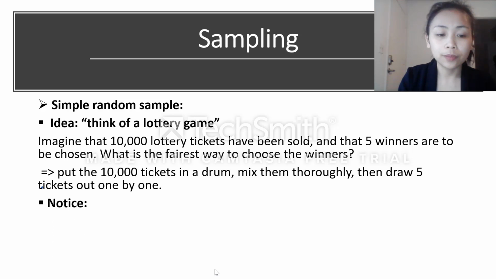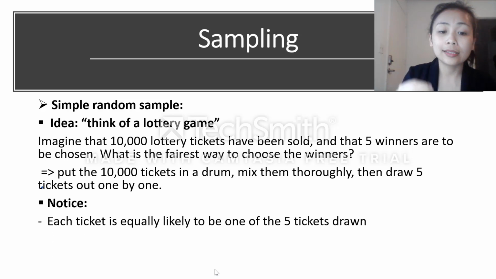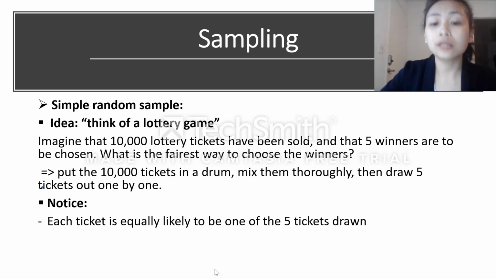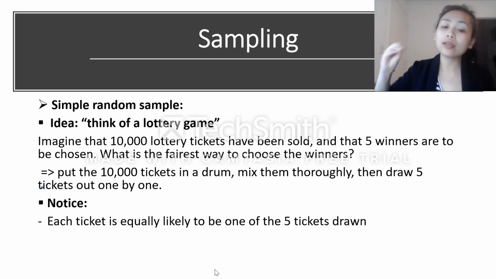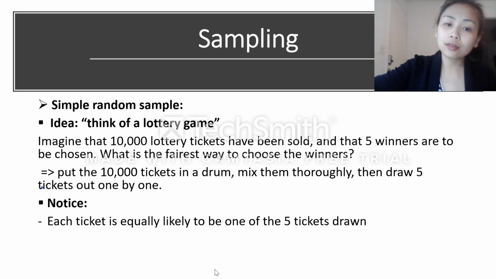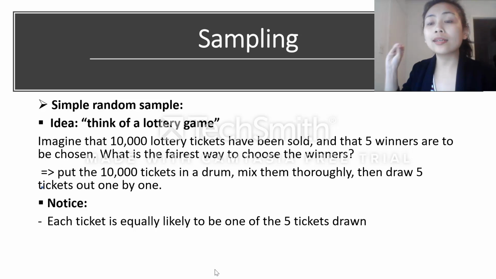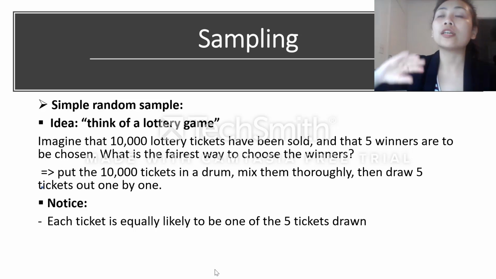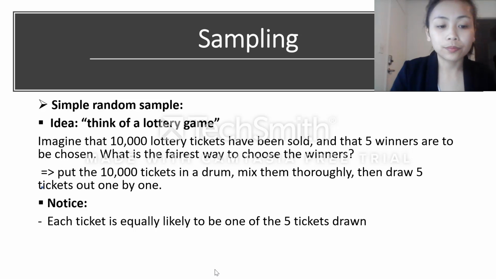So notice here, each ticket is equally likely to be one of the five tickets drawn. Suppose the 10,000 tickets are labeled with numbers from 1 to 10,000. So the probability that you get ticket number 5 is the same as the probability that you get ticket number 11, and the same as the probability you get ticket number 63, for example.